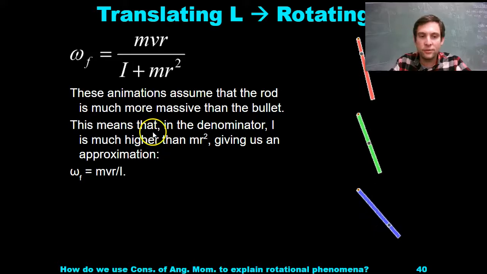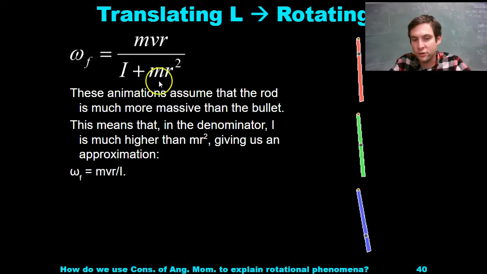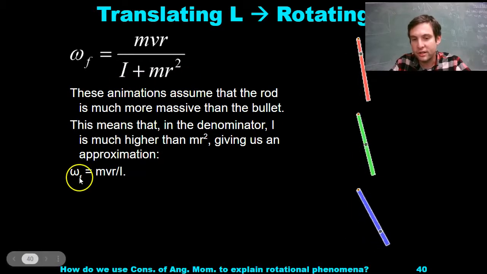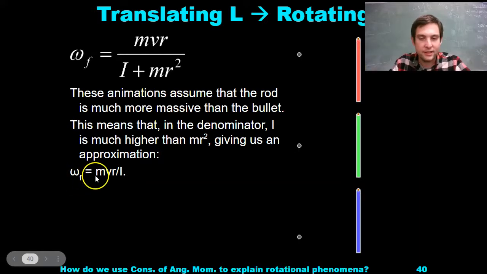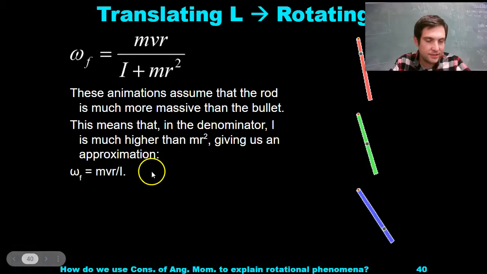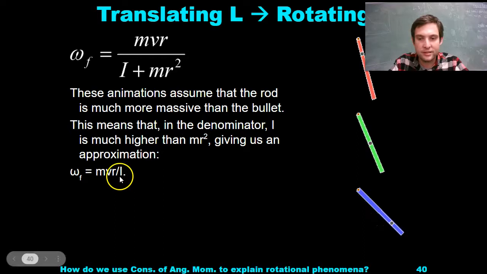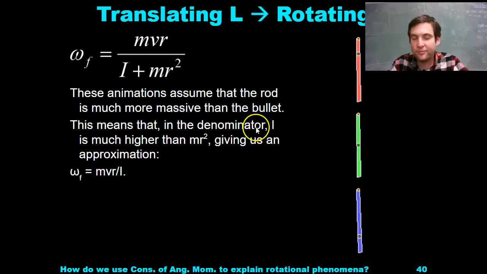These animations assume the rod is much more massive than the bullet. This means that in the denominator, I is much higher than mr squared, giving us an approximation of the final angular velocity equals the mass of the bullet times the speed of the bullet times the distance that it lands from the axis, divided by the moment of inertia for the rod.